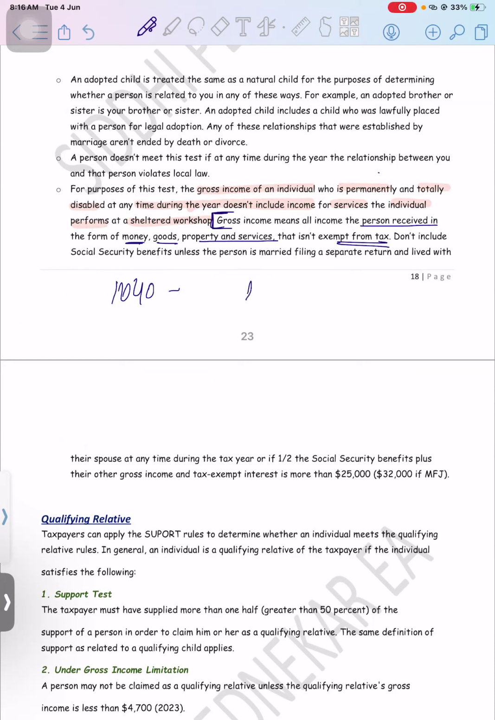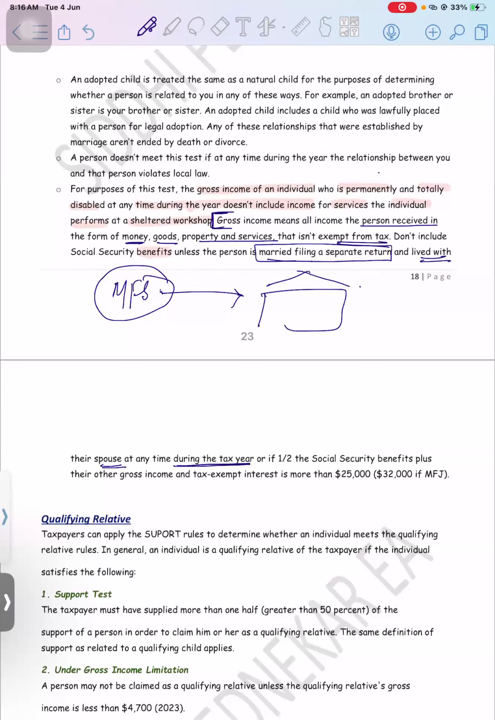Everything from line item 1 to line item 10 is included in the gross income. Only one thing you have to consider, as an exception: don't include social security benefit unless the person is married filing separate, that is, filing MFS and lived with their spouse at any time during the tax year. So if filing MFS, they are still living under the same roof.